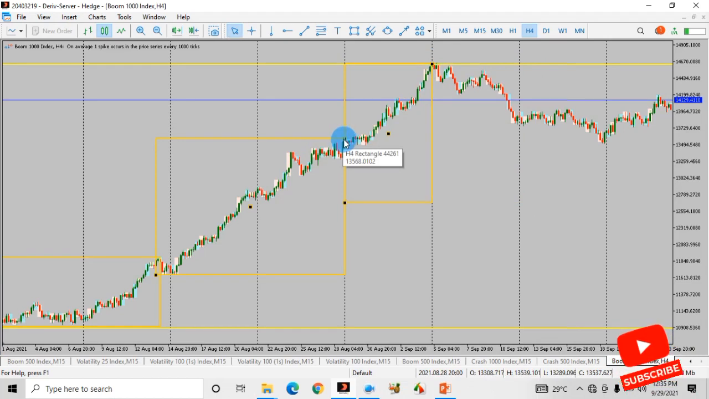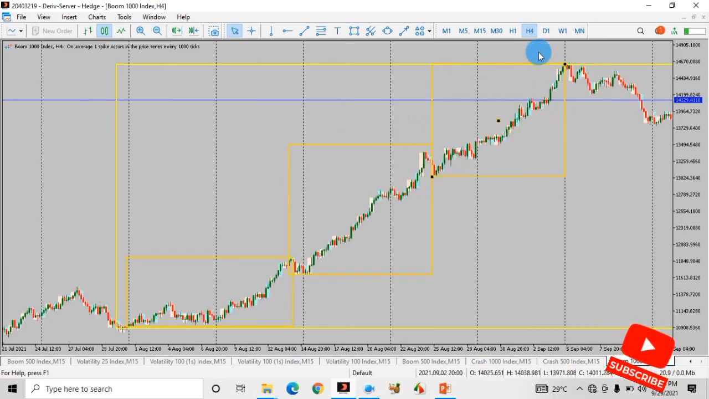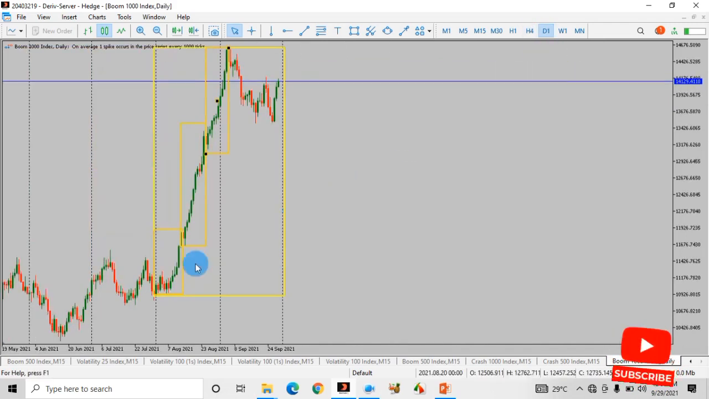This level 2 now ended here, right? Ended here, while the consolidation for this started from here, right? So we can say we have a complete cycle on it. Let's go down to our daily time frame.